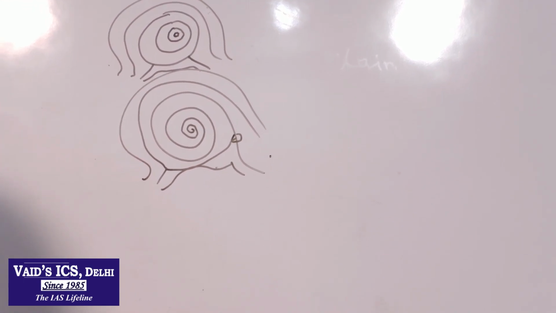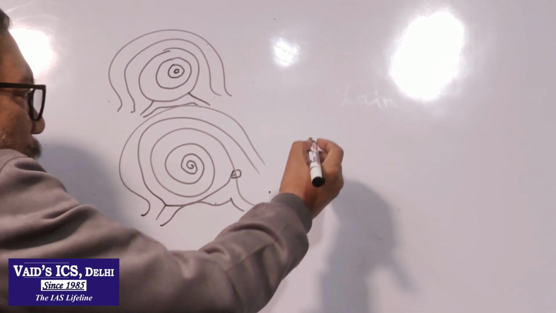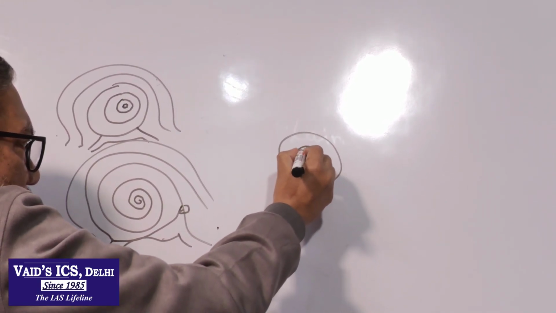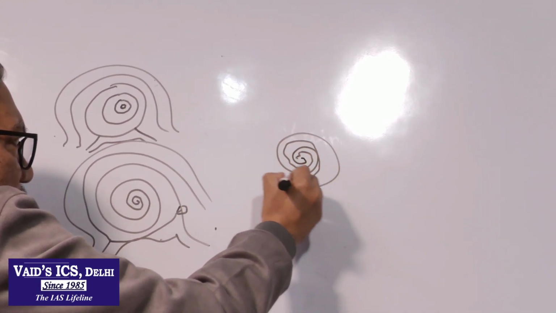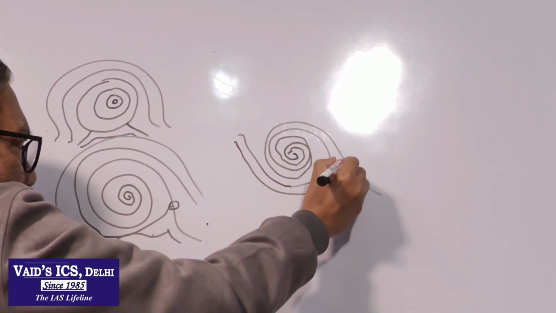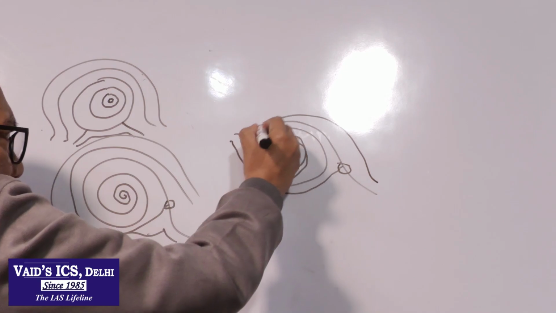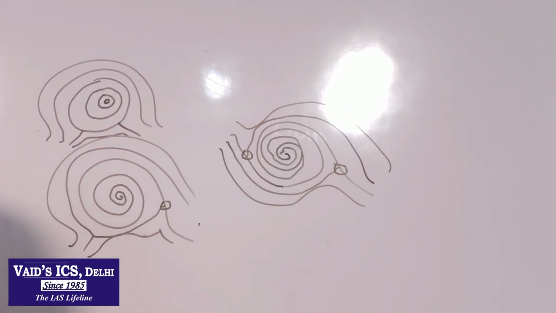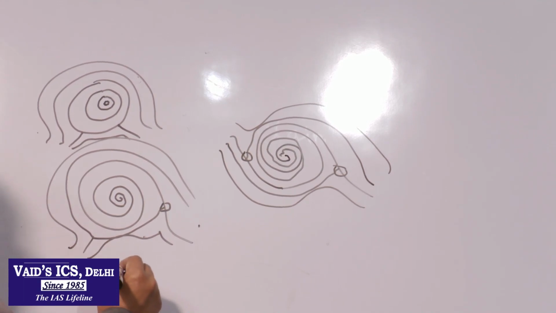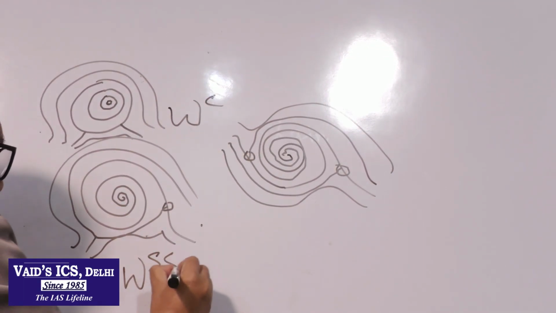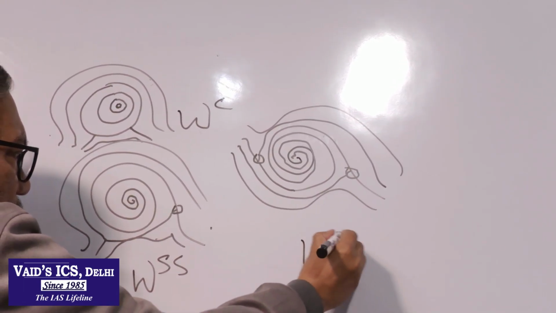A slightly more complex one is what we call the double spiral whorl. Two ridges start from the center and complete the pattern, and this we call double spiral whorl. Again a triradius here, another triradius here, and again you have parallel ridges here and there. This is called whorl concentric, whorl single spiral, and whorl double spiral.